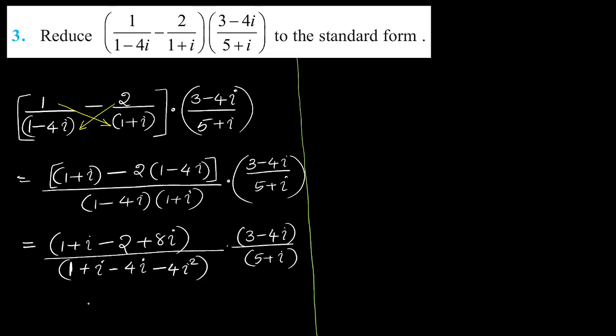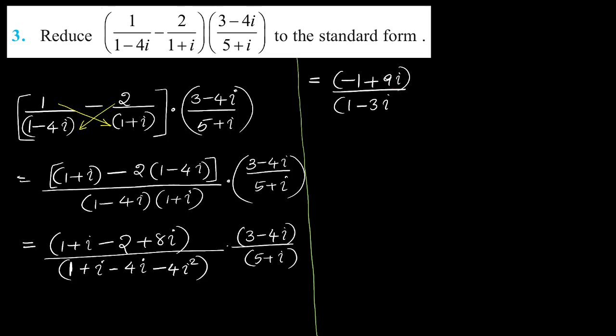So in the next step, what can we do? Look here, 1 minus 2. Can you see that? It is minus 1. And after that, i plus 8i, that is 9i. Divided by, in the denominator, there is 1 here, and i minus 4i, which is minus 3i.